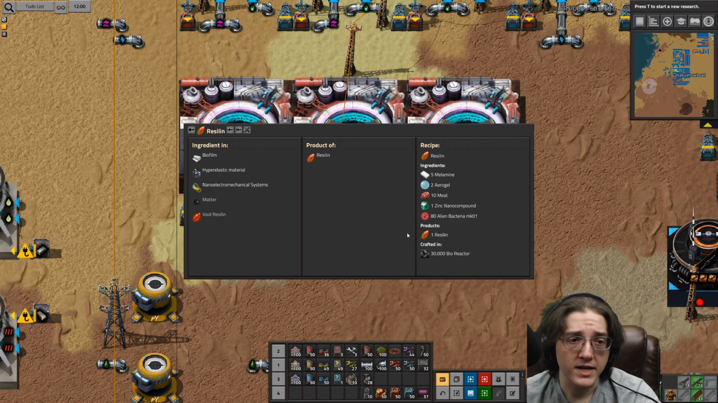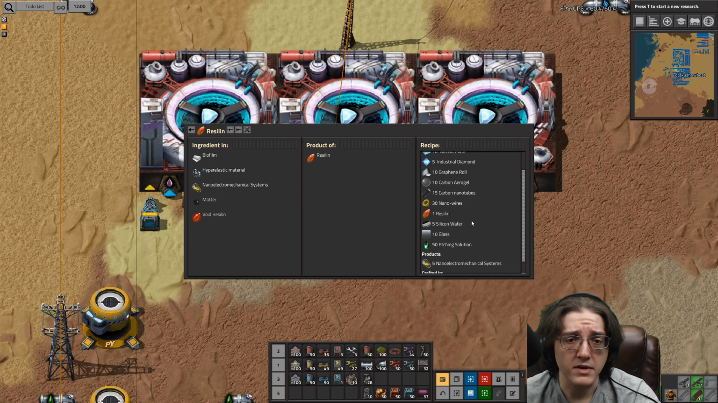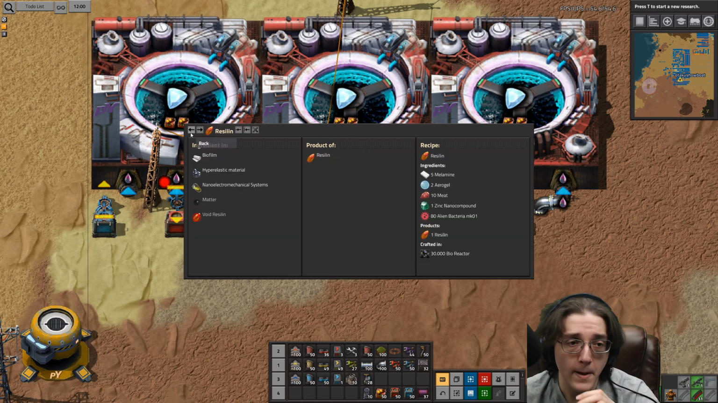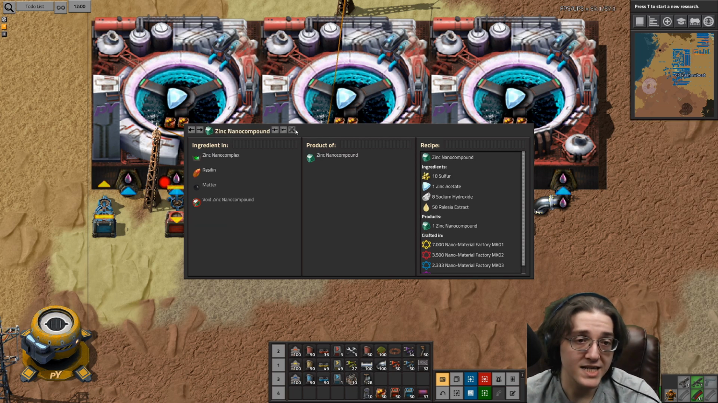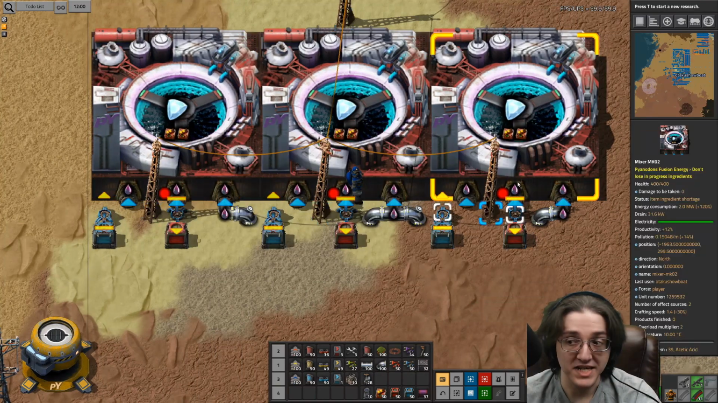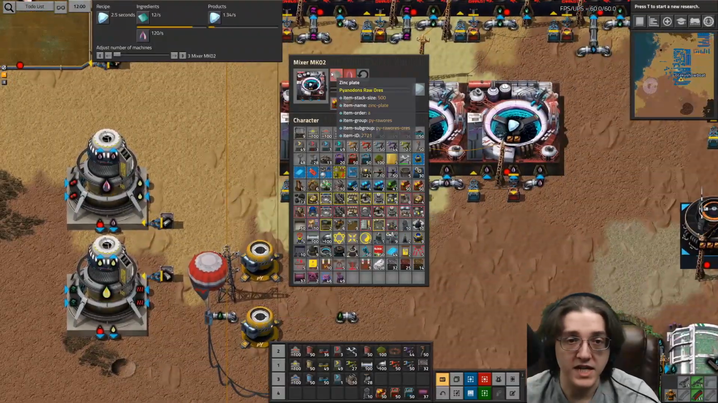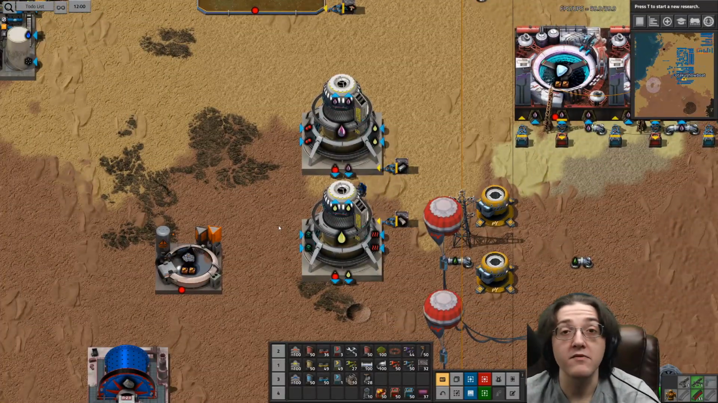It's used in resin. Only way to make resin, and you can use it to get a better biofilm, quote-unquote better biofilm, but nanoelectrical mechanical systems is the main thing here, I think. The hyperelastic, both of which are utility science. So you need lots and lots of zinc. Lots of zinc. Tons. Absolute tons of zinc. You will never have enough zinc. Full stop. You will never have enough zinc.